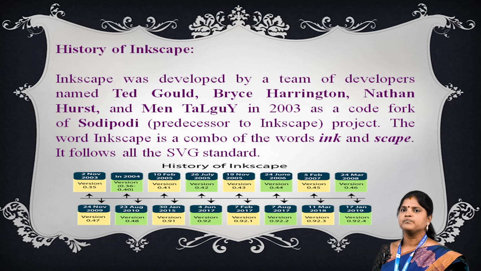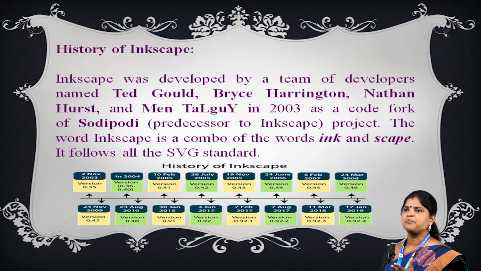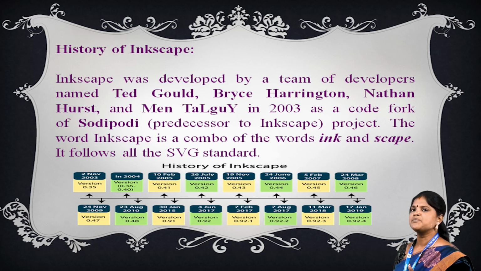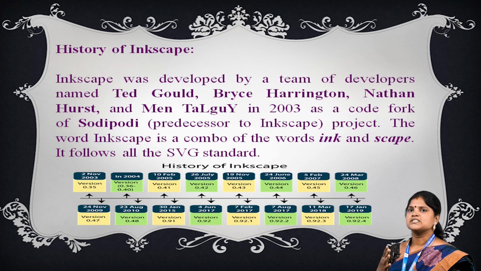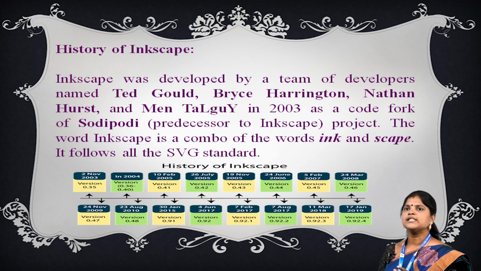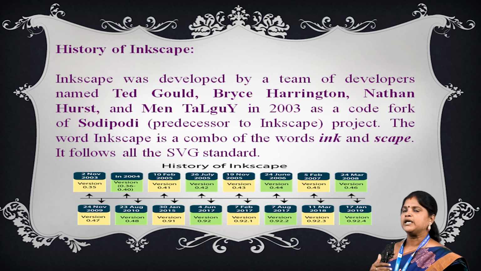History of Inkscape. Inkscape was developed by the team in 2003 as a fork of the Sodipodi project. The word Inkscape is a combination of the words ink and scape. It follows all the SVG standards. During the development of Inkscape, developers made some changes that make it differ from the Sodipodi project.